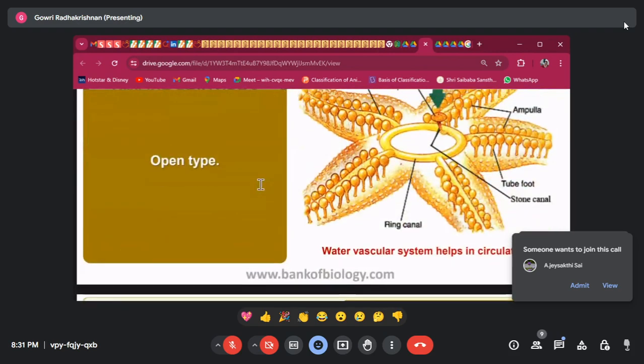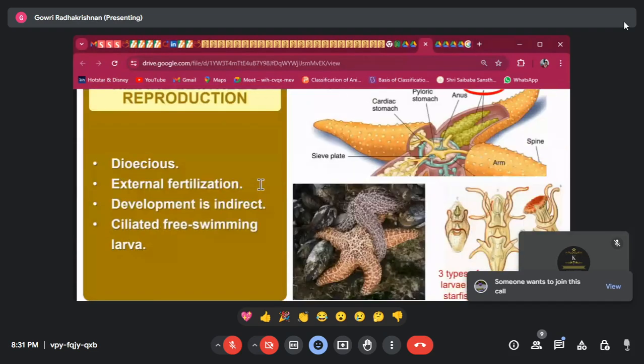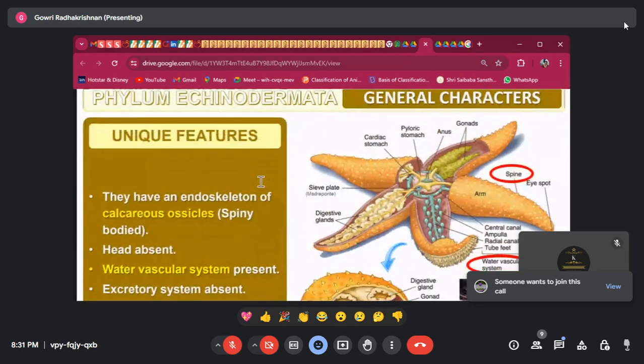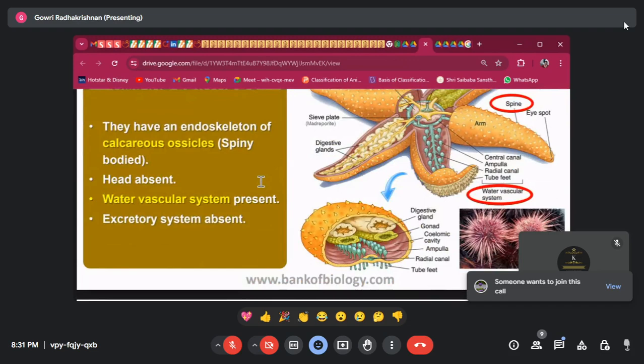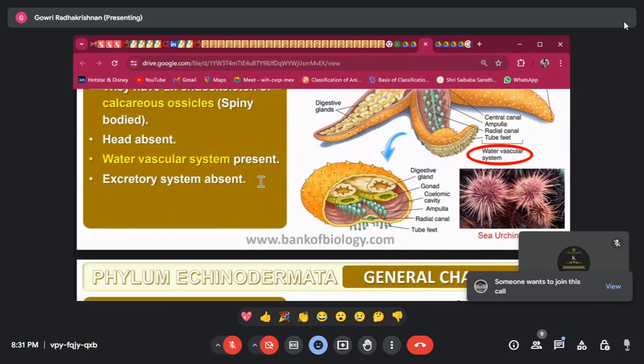Circulatory system, open type. Reproduction, dioecious. External fertilization. Development is indirect, ciliated, free swimming larva. They have an endoskeleton of calcareous ossicles, spiny body. Head absent. Water vascular system present. You know water vascular system, right? We saw that.